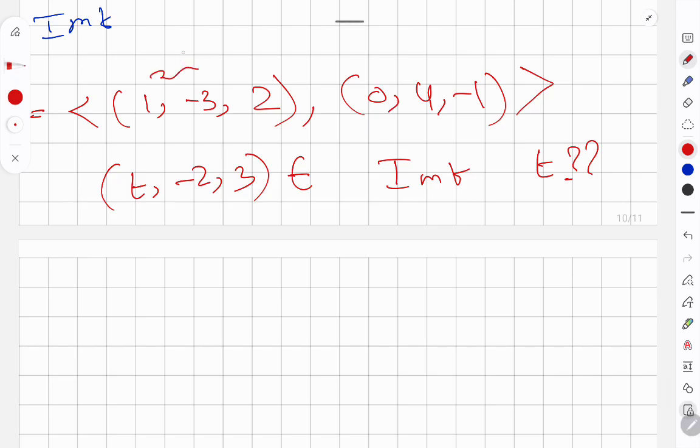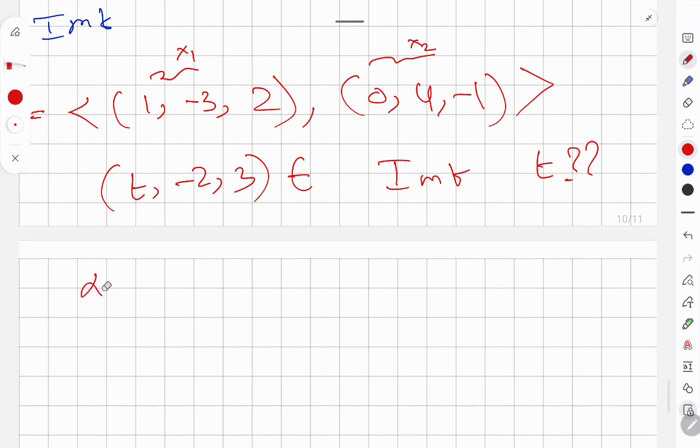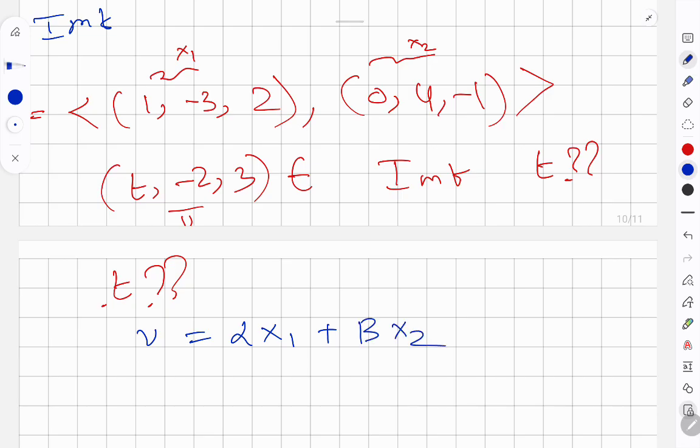If this vector is x1, and this vector is x2, it is asking for what value of t this vector v equals alpha times x1 plus beta times x2. It is just asking for what value of t v is a linear combination of x1 and x2.